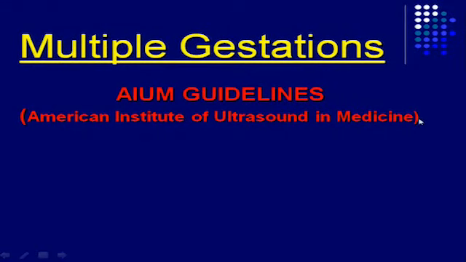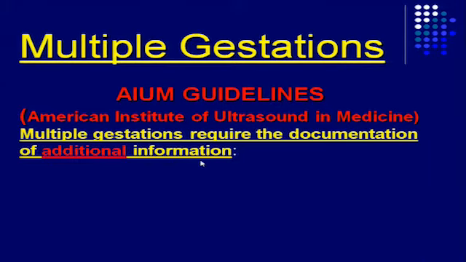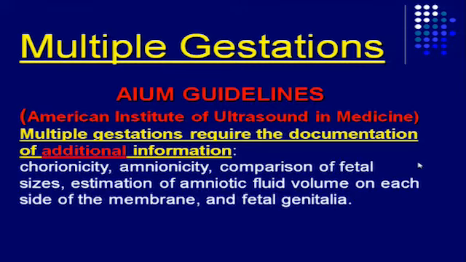All right, multiple gestations. So AIUM guidelines for multiple gestations. Multiple gestations require documentation of additional information. We need to know the chronicity, the amnionicity, comparison of the fetal sizes to each other, the estimate of the fetal volume, amniotic fluid volume in each side of the membrane, and then the genitalia.